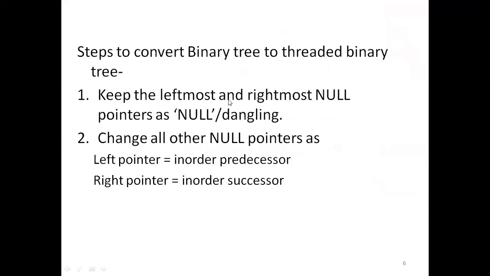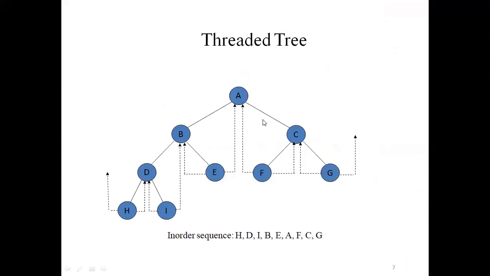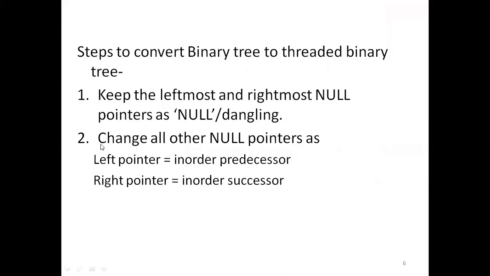So keep the leftmost and rightmost null pointer as null or dangling. Here it is represented as dangling because it is not pointing to anything. They are just kept like this. So it is a dangling pointer. Second rule is change all other null pointers.